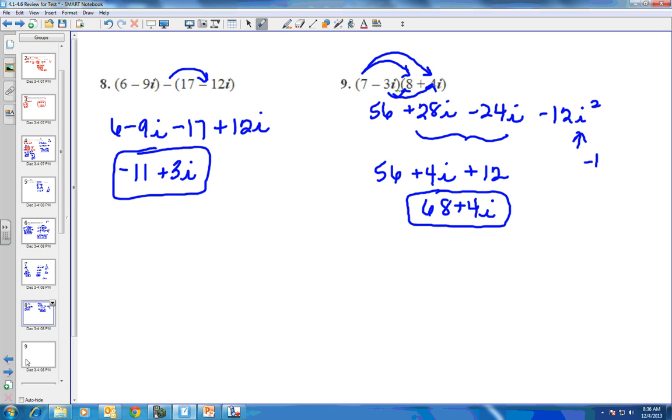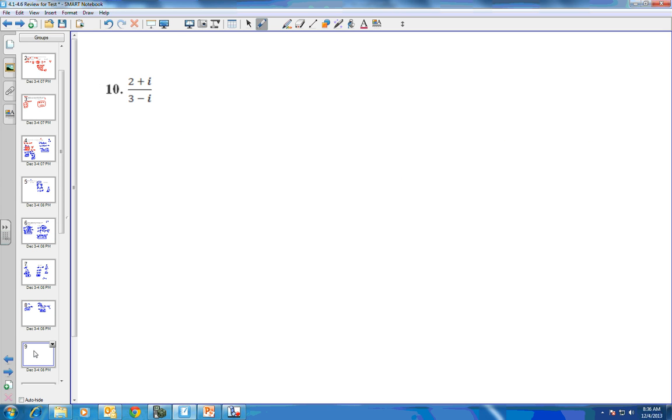Okay, and the last one on this page, number 9. 2 plus i over 3 minus i. What's wrong with this problem? There's an i in the bottom, and the rules are we can't have an i in the bottom. So that means I have to multiply this by, not just i, what we call the conjugate. So it's going to be 3 plus i over 3 plus i.